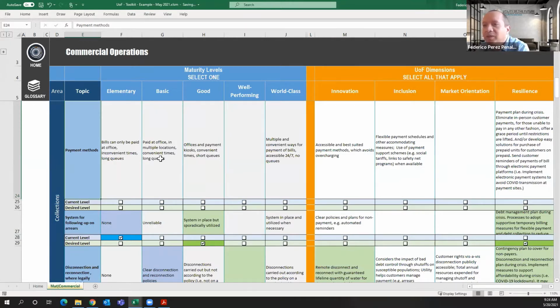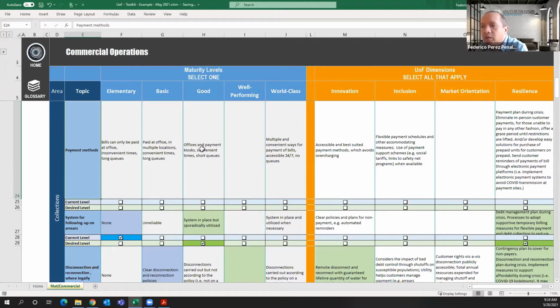But the basic level is, and you can start thinking about your own utility, no? Most of you are working in a utility. I think 19 of you are working in a utility, so you can start imagining the answer for your particular utility. In the basic level, you pay at the office in multiple locations, different offices, and inconvenient times, but still you have long queues.